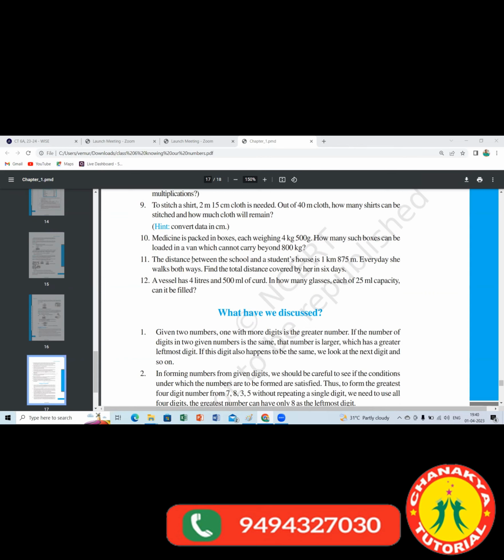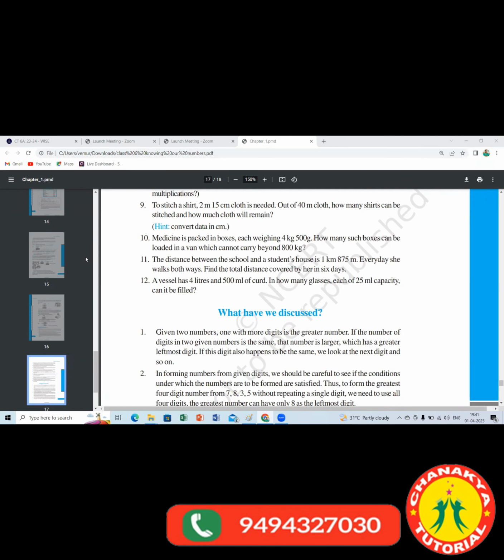Deepika, are you doing? I know the answer. Tell in one day how much distance you are walking. Ma'am, one day we are walking 3,750 kilometers. I mean, meters. Okay, I'm wondering how she can walk that much distance. Meters. Okay, 3,750 meters. Very good.